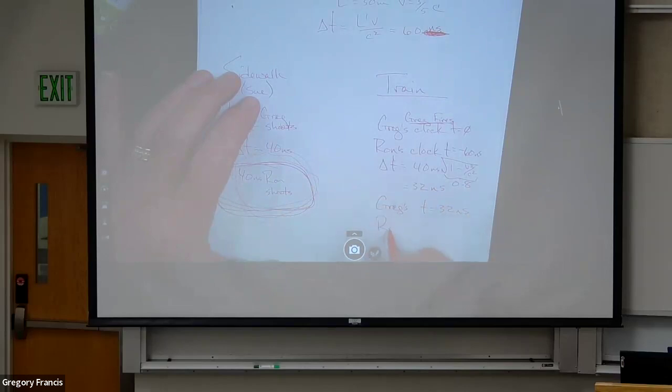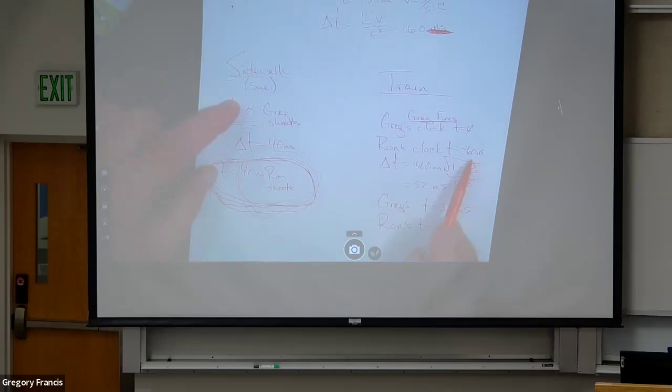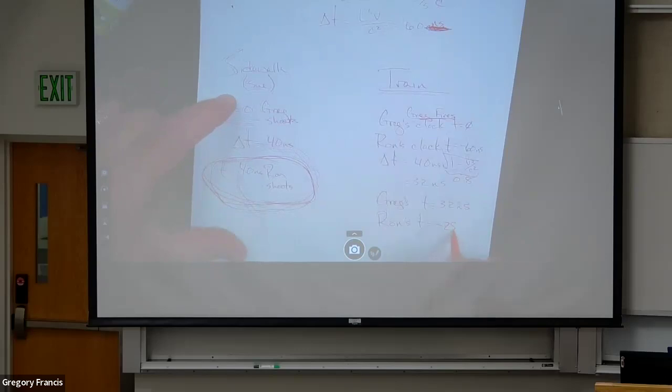But Ron's clock, it was reading negative 60 when she looked here. I have to add 32 to that. So now it's going to be negative 28 nanoseconds. And here's where Ron shoots.